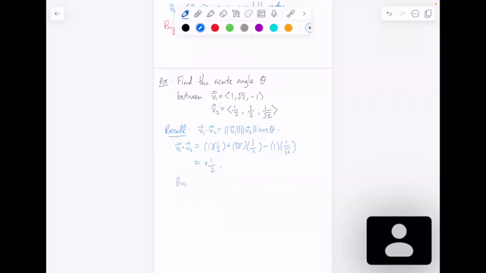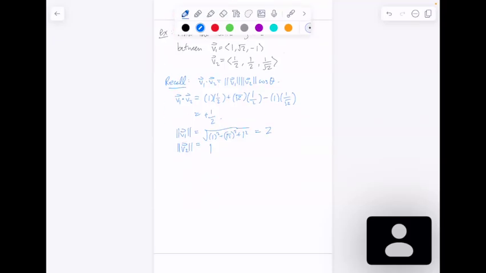Now, what are the magnitudes of v1 and v2 respectively? So I need the magnitudes of v1 and v2. Let me just do the first one. I'll write it out. This is 1 squared plus root 2 squared plus 1 squared, which is root 4, so it's 2. And then I have 1.